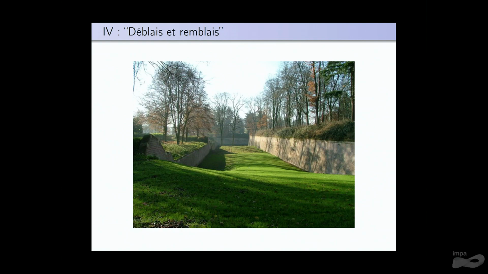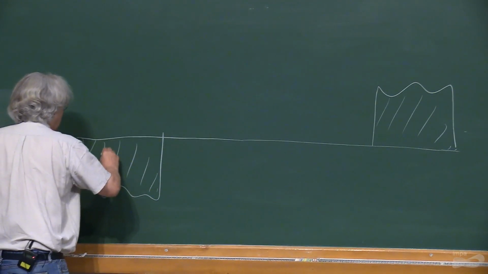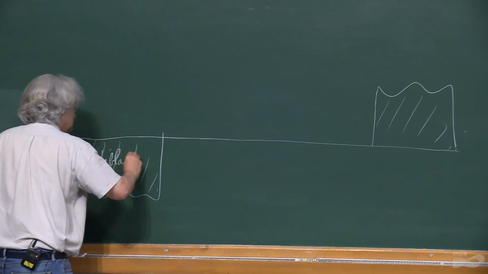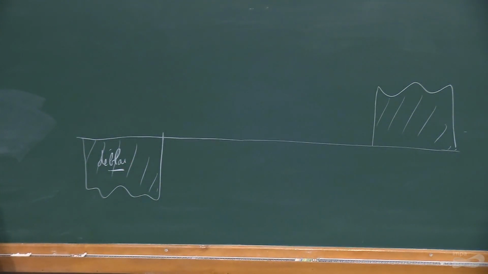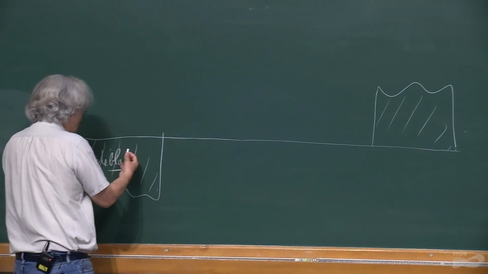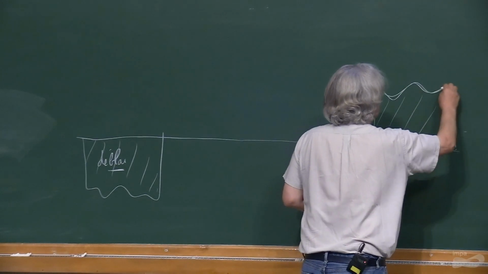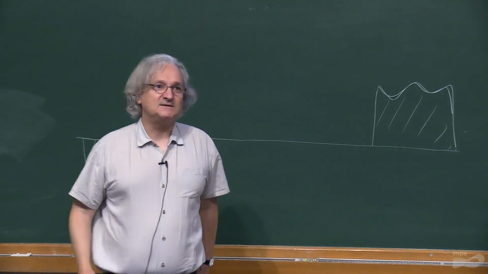You want to build something here, and you want to take Earth from here. So this is a hole. This is called the déblai, maybe excavation or something. And you want to transport some quantity of Earth from here to here to build this wall or this castle, whatever.